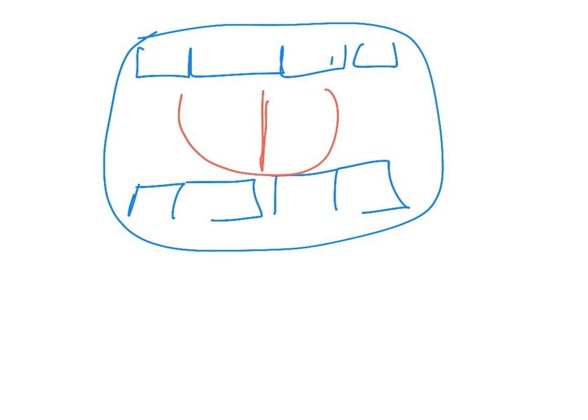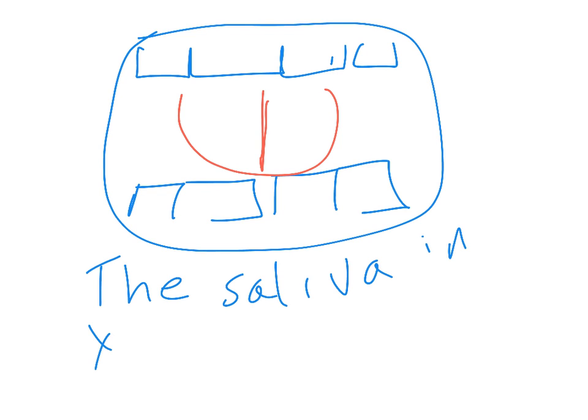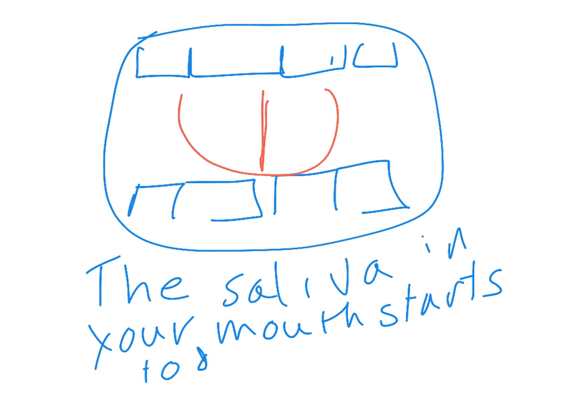So when you place something in your mouth, the saliva in your mouth starts to digest the sugars. So when you place a piece of gum in your mouth, the saliva is going to remove all the sugar from that piece of gum. If you place a piece of candy in your mouth, why do you think that piece of candy disappears?